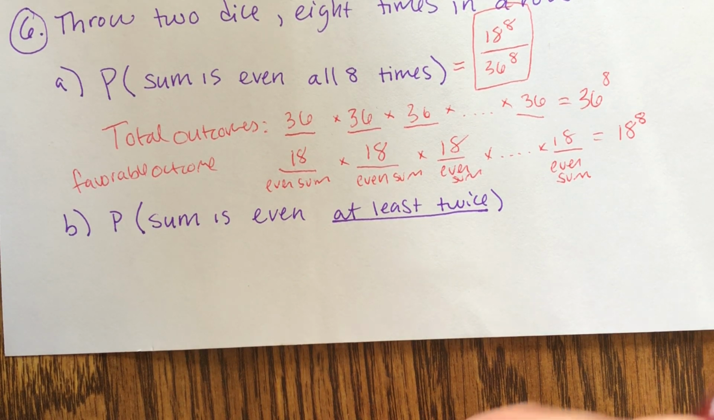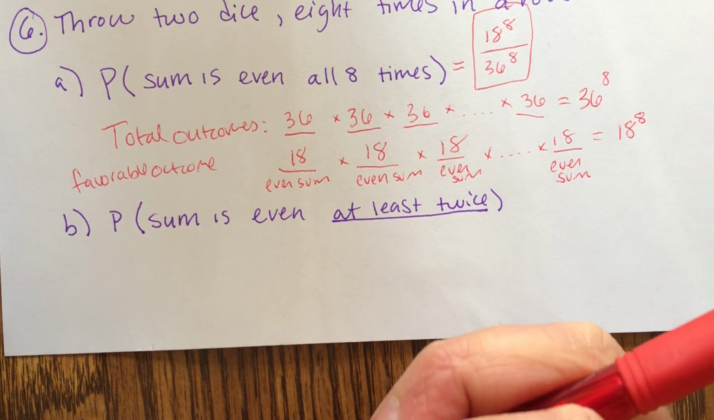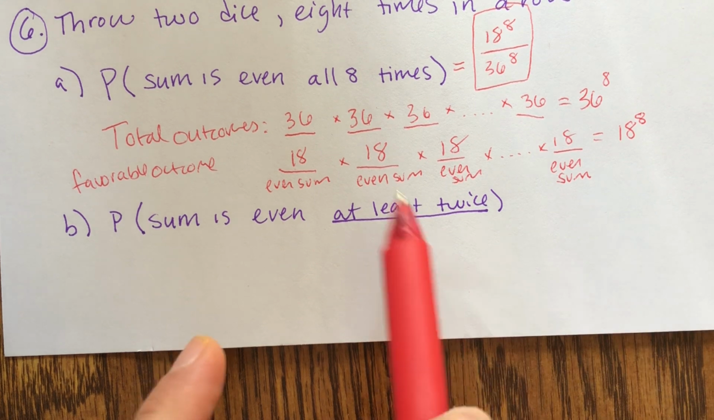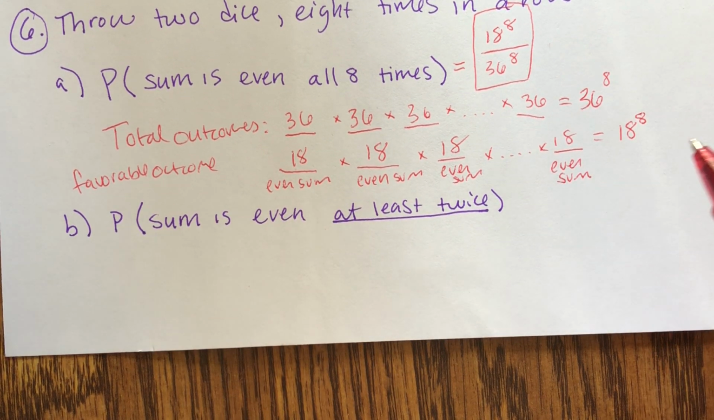Finally, for part B, it asks, what's the probability that the sum on the dice is even at least twice? Meaning the sum on the dice could be even all 8 times, but other favorable outcomes would be if the sum on the dice was even 7 times out of 8, or 6 times out of 8, or 5, or 4, or 3, or 2 times out of 8. If you wanted to do this by cases, it would take a lot of different cases here, because there's a lot of different ways that the sum could be even at least twice, right? 2 or more times.